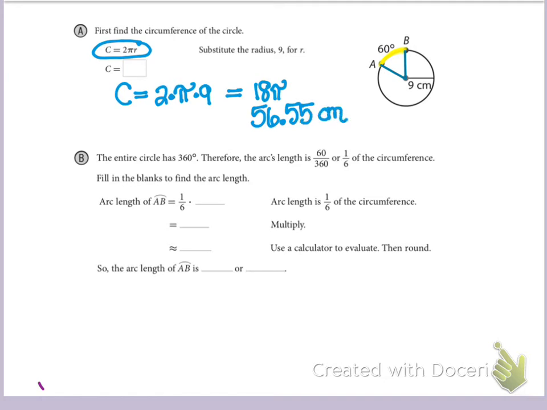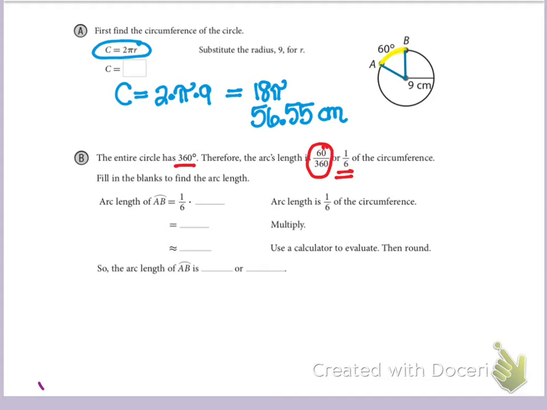Of course, traveling along the arc from A to B, we're not going all the way around. We're only going a part. But what fraction is it of that whole circle? So the entire circle is 360 degrees. We know that. Any circle is 360 degrees. But the arc's measure is only 60 degrees of that, which means that arc's length is 60 of 360, or 1/6 of the entire circumference. Because that 60 degrees is 1/6 of the measure of the whole circle. So the arc is 1/6 of the circumference.